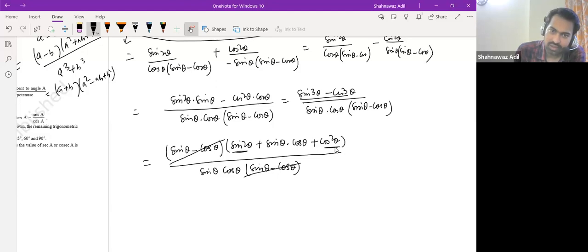We know sin square theta plus cos square theta. What is sin square theta plus cos square theta, guys? One. Yes, Hashid, Shaima, and Amar, why are you guys not replying? Now we write this as one. No problem.